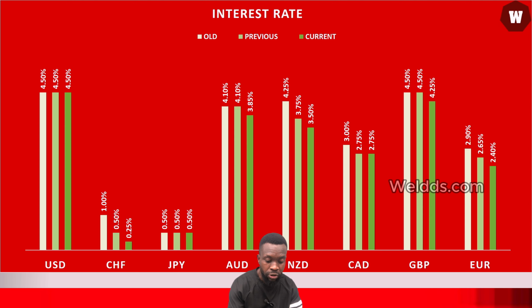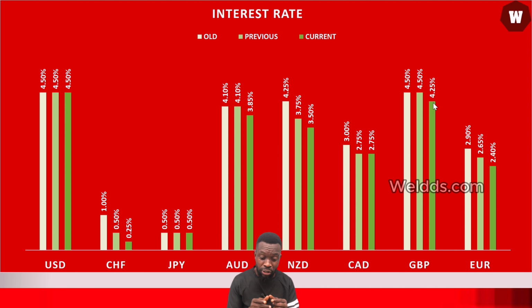New Zealand has been cutting interest rate, and even this week there is a projection that they might want to cut it further by 25 basis points. In Canada, you see interest rate has been at 2.75%. In Great Britain, there is a decline in interest rate from 4.5 to 4.25.